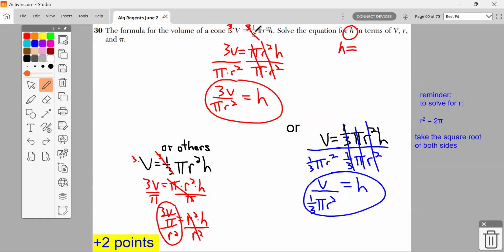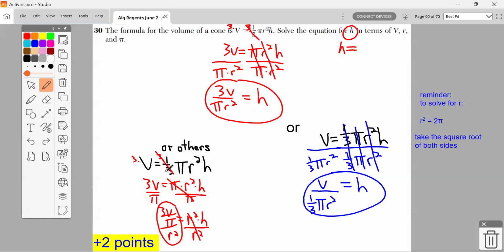You could get rid of that 1/3 by doing times 3 and times 3 first, and then divide by everything except for the letter that you're solving for. So you could divide by pi and divide by r squared, divide by pi and by r squared. So 3v divided by pi r squared equals h.